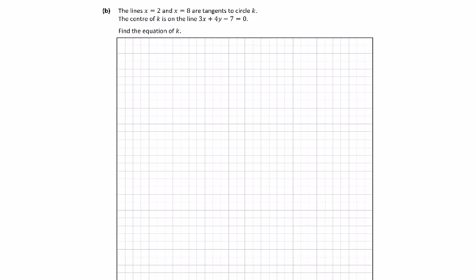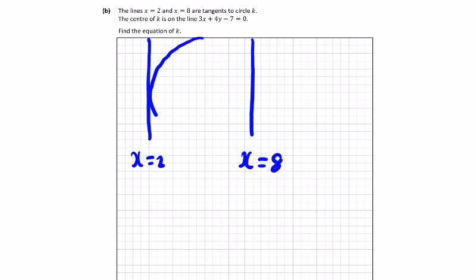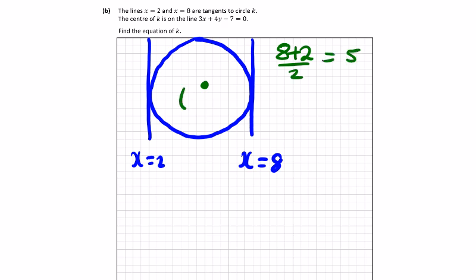In this question we're told the line x is equal to 2. Okay, let's say this is the line x is equal to 2, and the line x is equal to 8. These are tangents to the circle, so the circle is going to look something along these lines, meaning that the center of this circle is going to be halfway between the two tangents, halfway between 2 and 8. 8 plus 2 over 2 is 10 over 2, which is 5. So the x value will be 5.